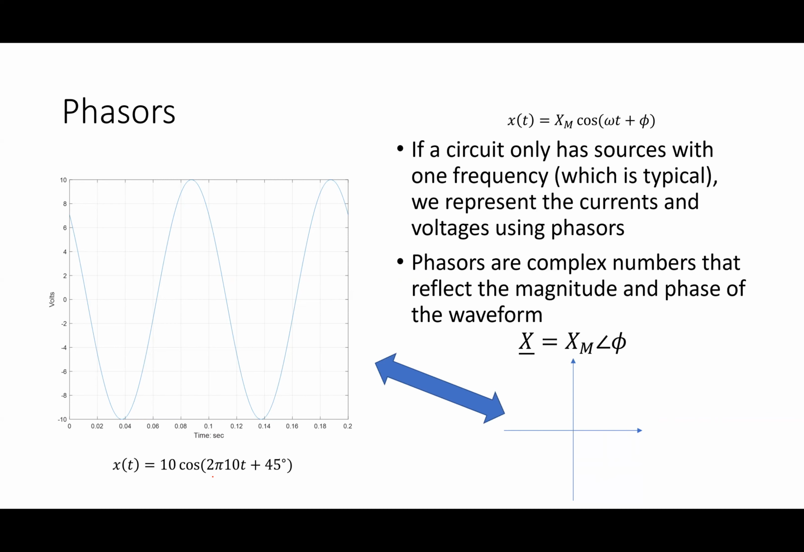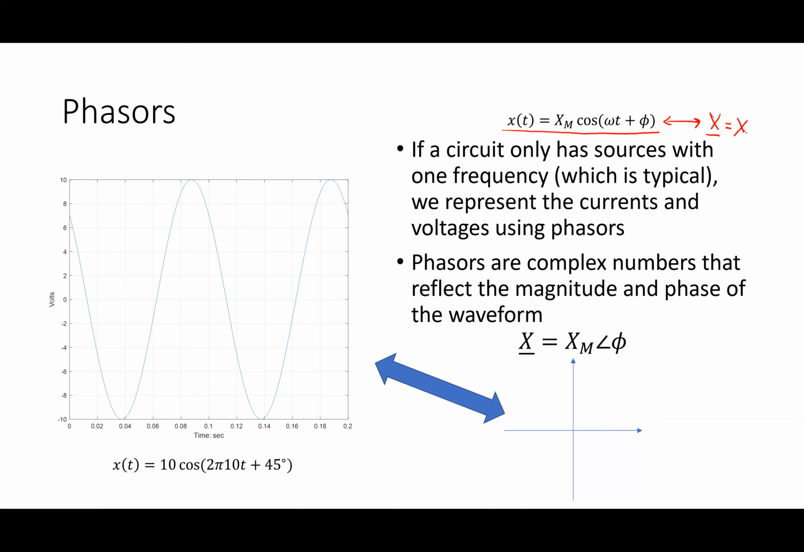Now the phasor is a complex number that reflects the magnitude and the phase of the waveform. So if I'm looking at a waveform x of t that has an amplitude xm and a phase phi, then what I say is that it has a phasor x, and I put that with a little bar under it.